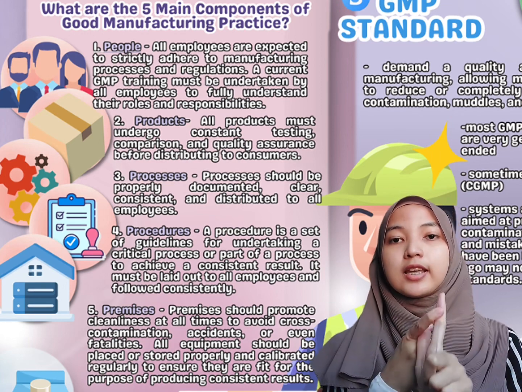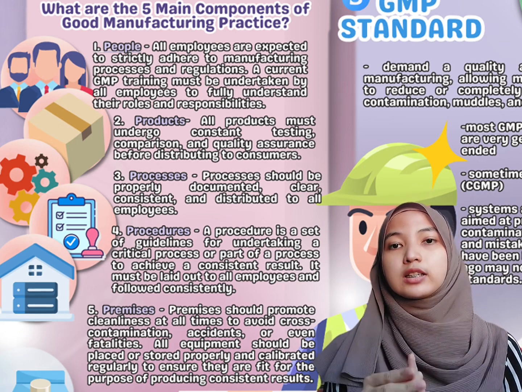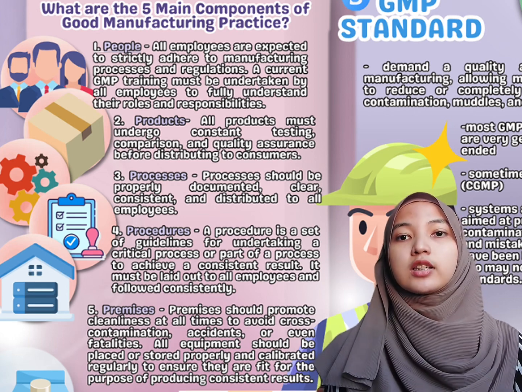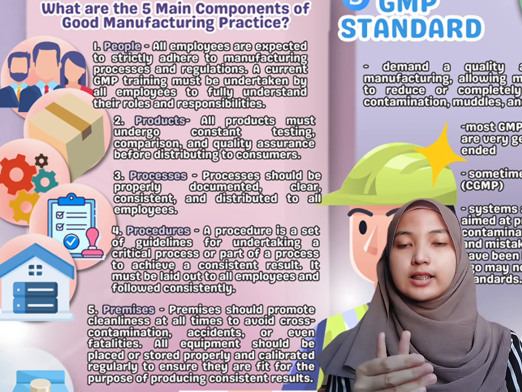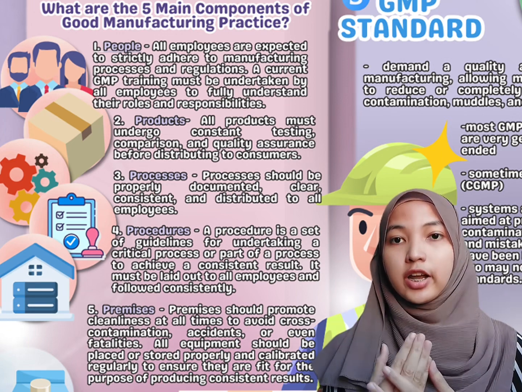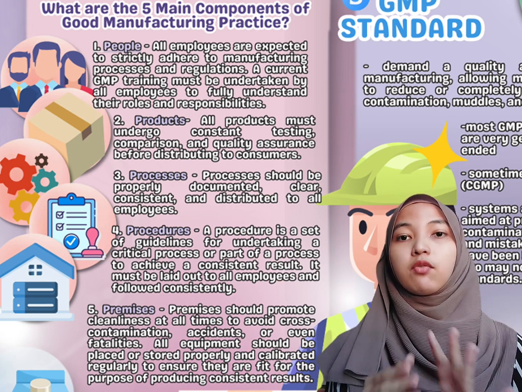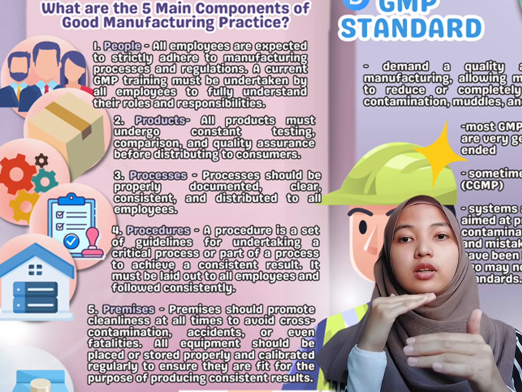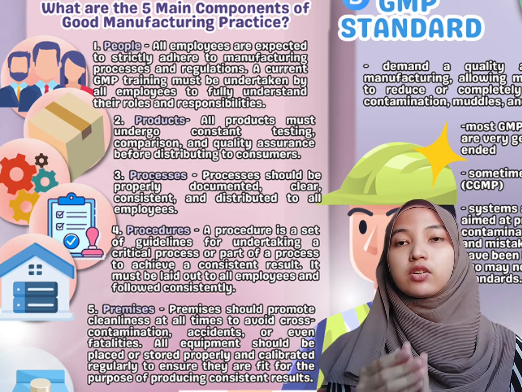And the second P is products. When we talk about products, we need to make sure that the products undergo quality assurance such as testing and comparison before distributing the products to consumers. And the third P is processes. Processes need to be clear and consistent, and the process papers need to be distributed to all employees. And the fourth one is procedure. A procedure is a set of guidelines for the processes to follow in order to achieve a consistent result.